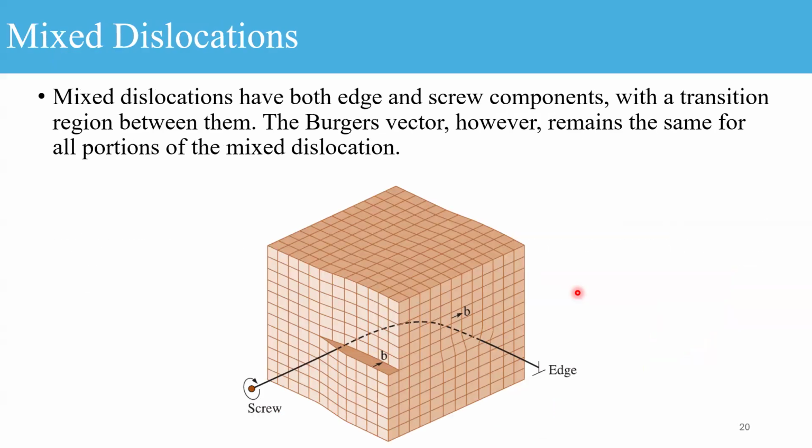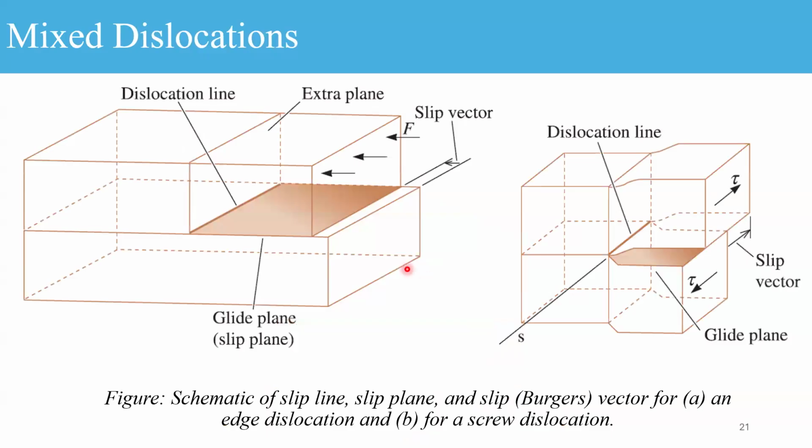Mixed dislocation is basically a combination of the screw and edge dislocation with a transition in between them. In this case, though, both dislocations go through the same Burger's vector. So on this side, we see screw dislocation. And from here, if you look into this region, you see the edge dislocation. This mixed dislocation can be explained with the help of what is called a slip line, slip plane, and slip or Burger's vector for both edge dislocation and screw dislocation.